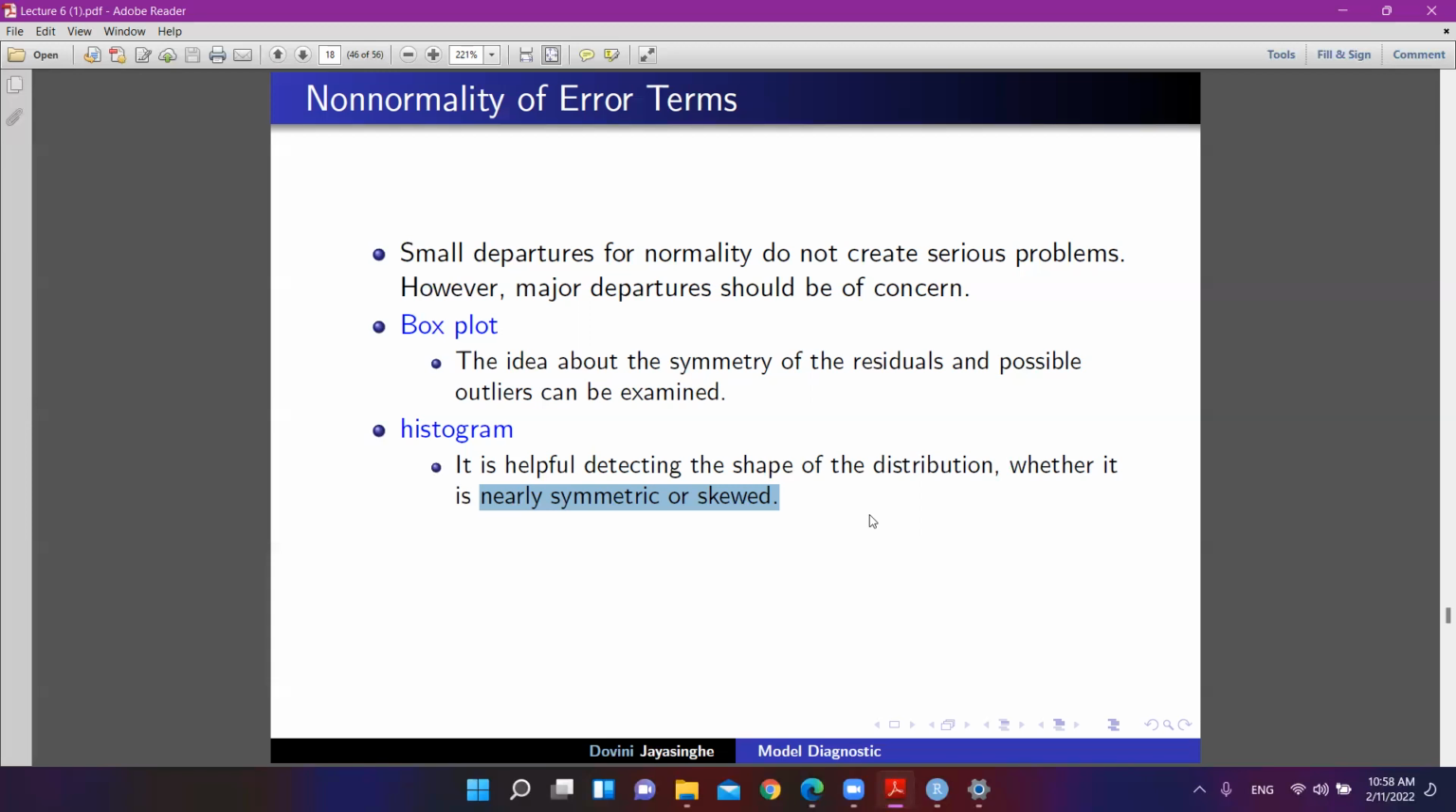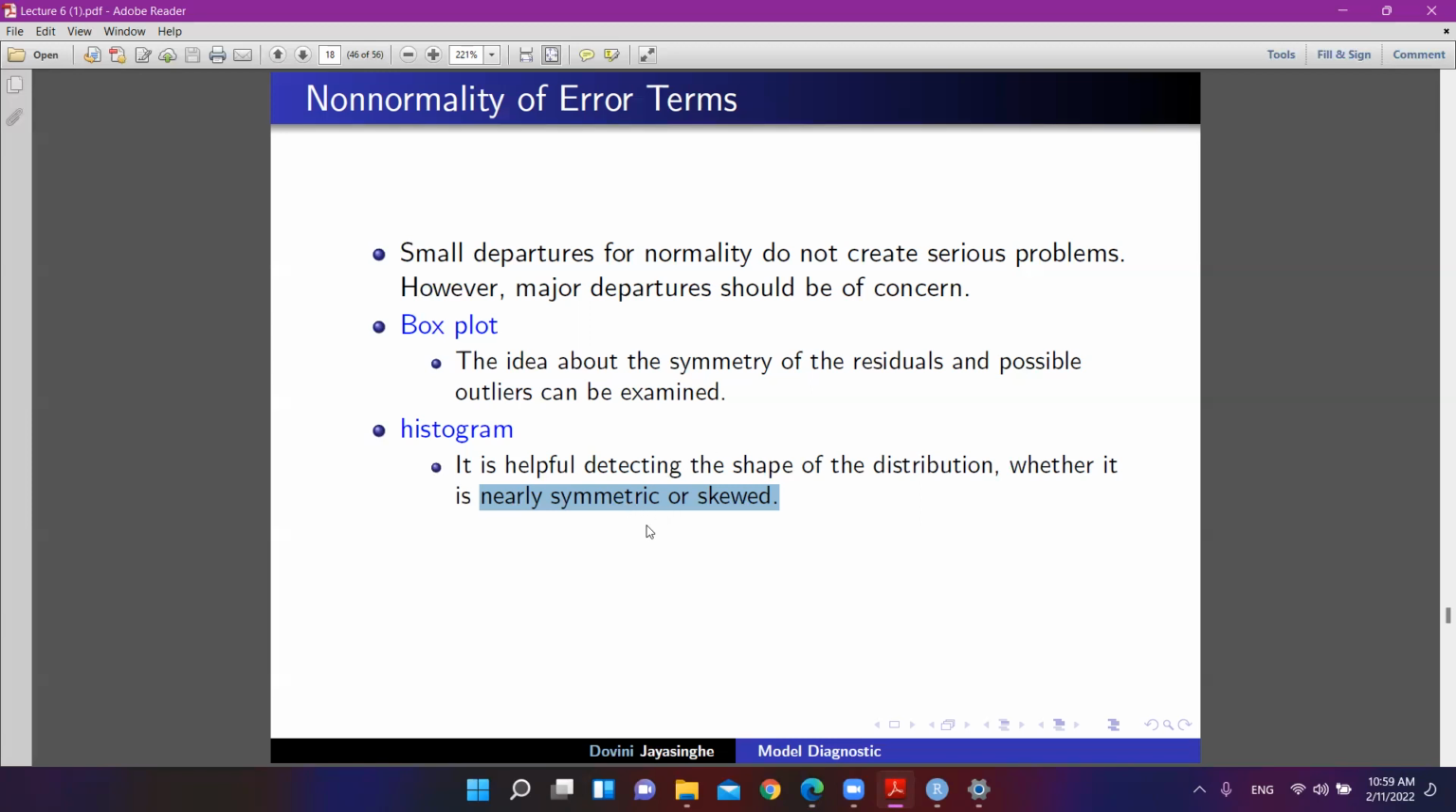That is compulsory. If your residuals are distributed as normal with mean 1 and variance 2, you still cannot go for that regression model, because the average of the errors is around 1. So that is not acceptable.